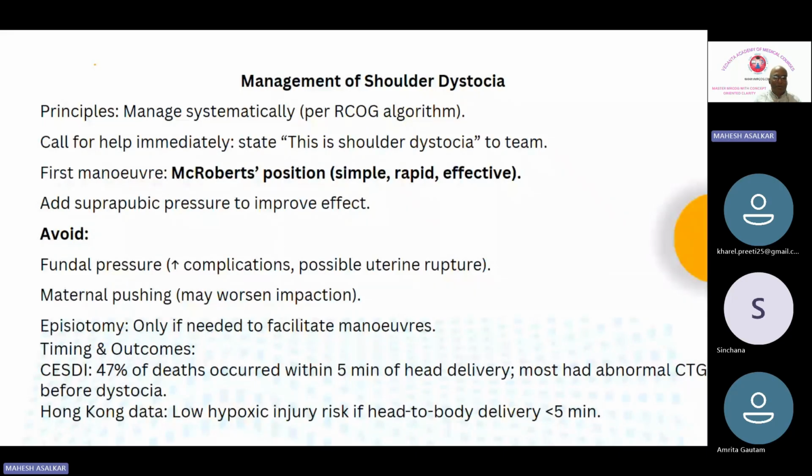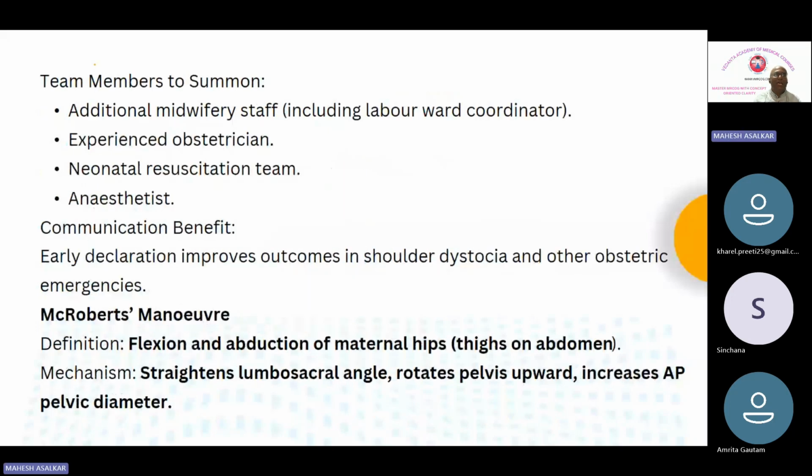The timing and outcomes: 47% of the deaths occurred within 5 minutes of the head delivery. Most had an abnormal CTG before dystocia. Okay. Then team members to summon are additional midwifery staff, obstetrician, neonatal team should be ready, and you need to call the anesthetist. What is the benefit of communication? Early declaration improves the outcome in shoulder dystocia and other obstetric emergencies.